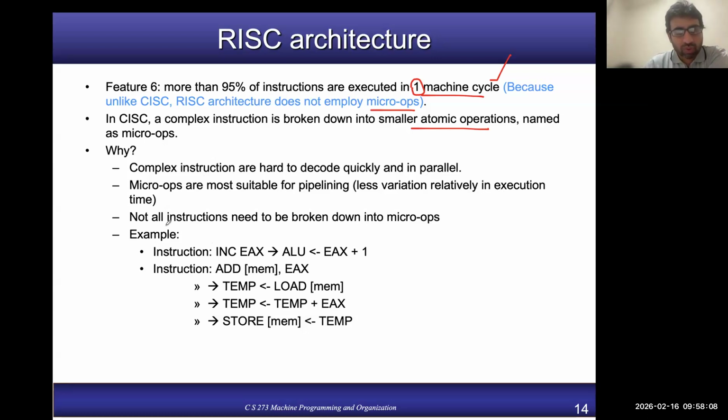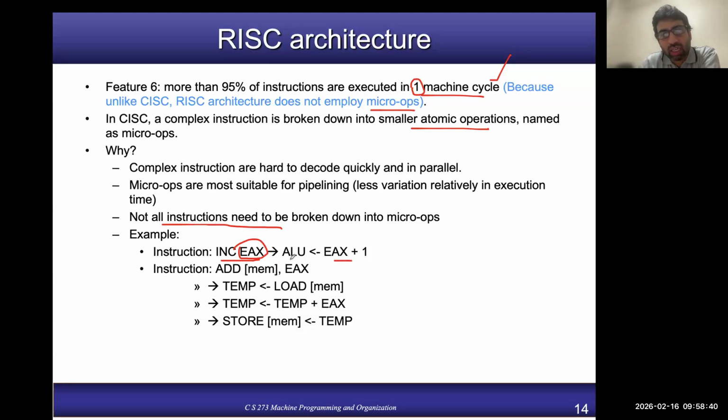Not all instructions need to be broken down into micro-ops. So here is an example. Let's say you have the instruction increment the content of the register EAX. It is known as extended register A. This is actually a register in Intel microprocessors, the name of a register. So here we are saying increment the content of this register. What operation is this instruction performing? It is simply doing this: add 1 to the content of EAX, right?